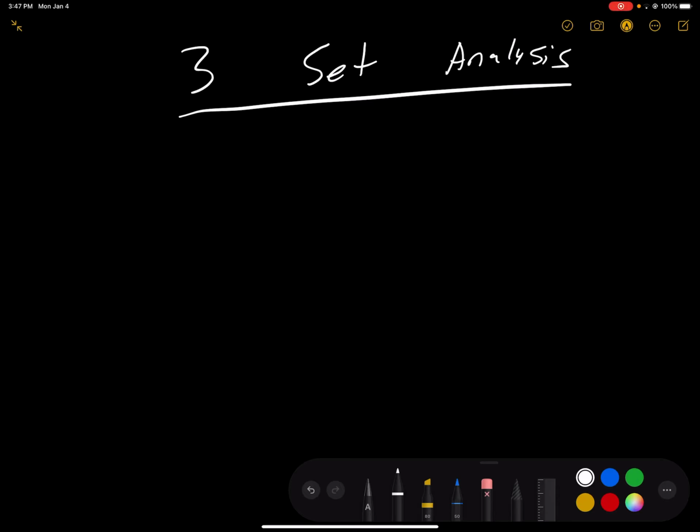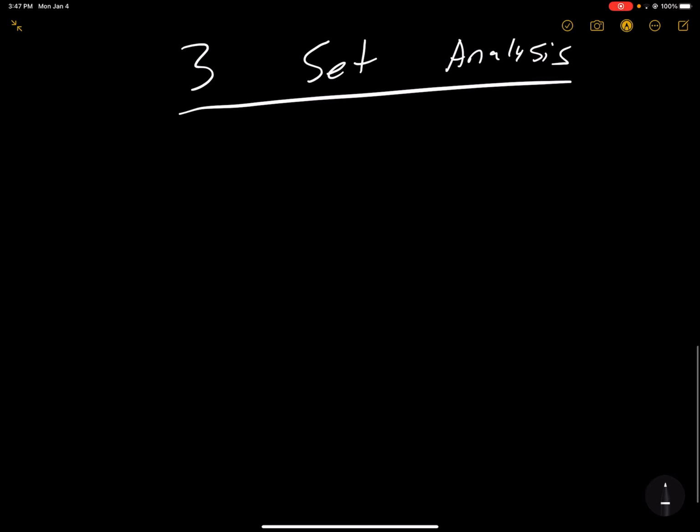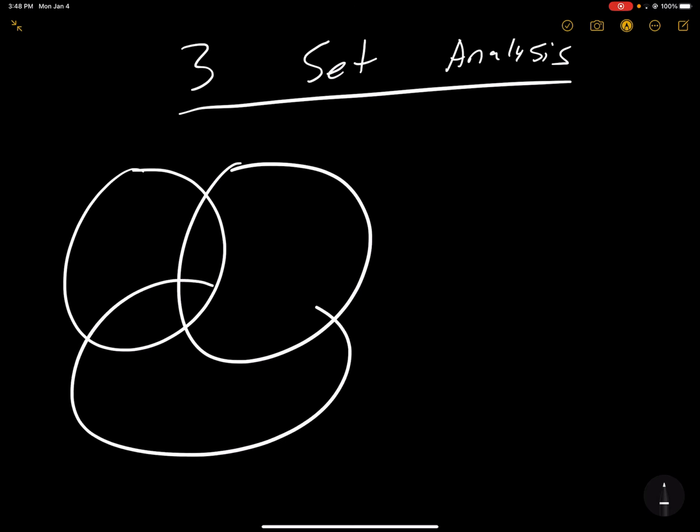In the last video, we spoke a little bit about two-set analysis. In this video, we will do just a few minutes on three-set analysis. The bulk of the time in this video will be spent with me drawing these Venn diagrams, so I apologize for taking a little extra time.